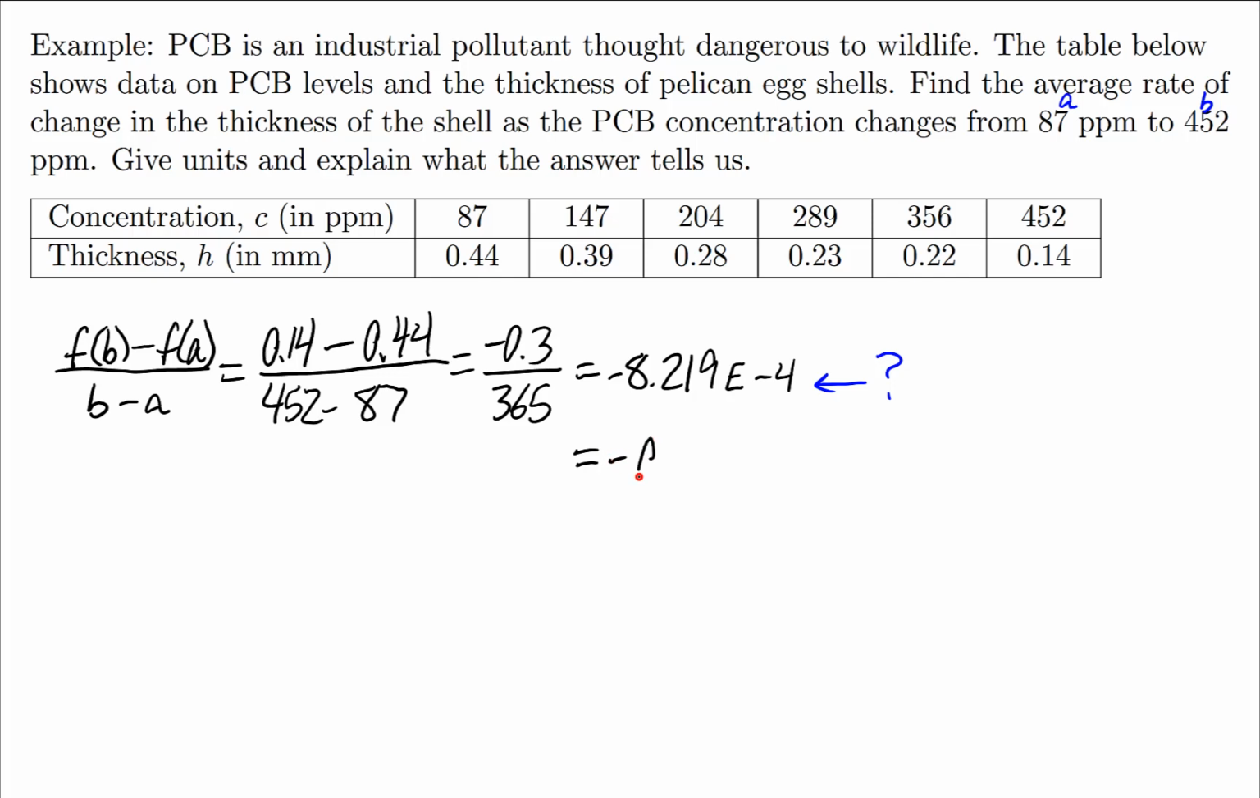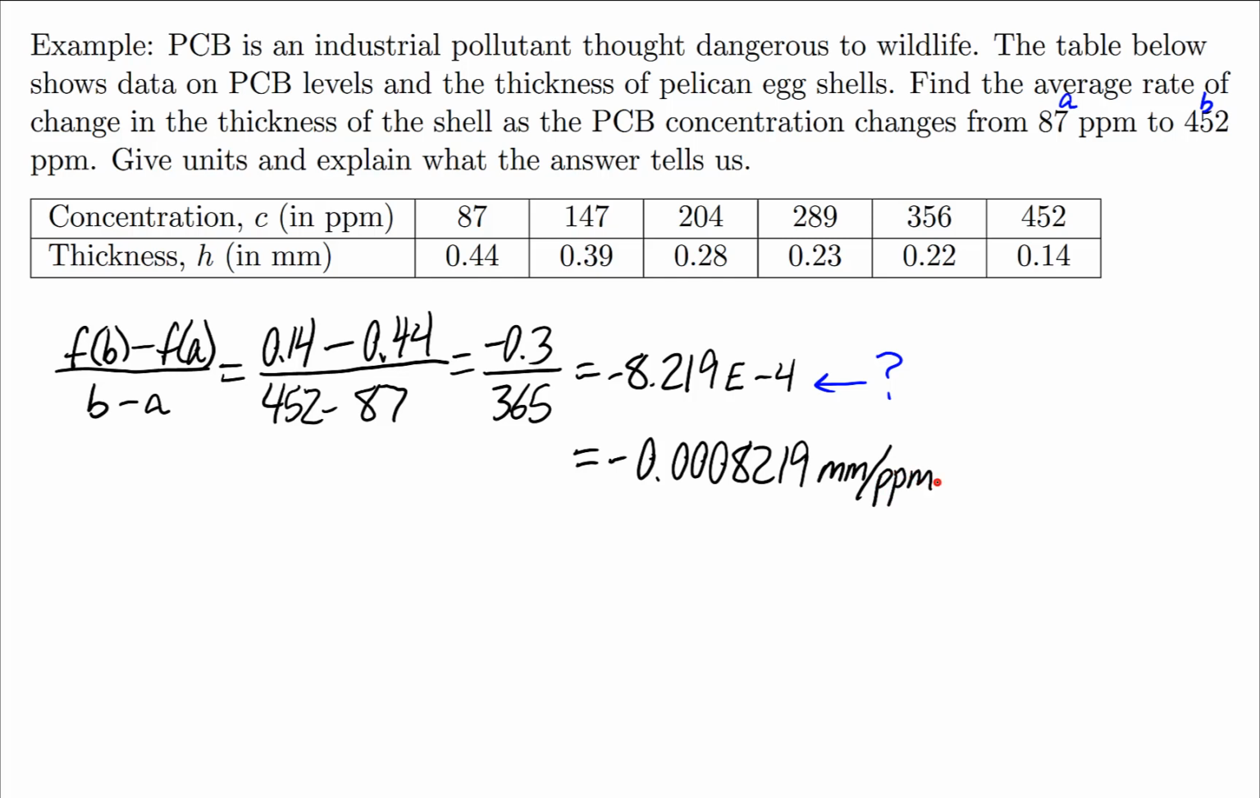That gives us negative 0.0008219. And the units are strange, but it's the units of your output, which is in millimeters, per the input variable, which is parts per million. So millimeters per parts per million.